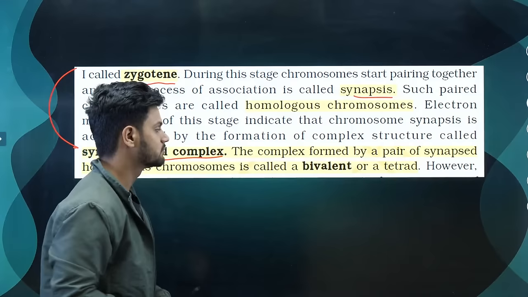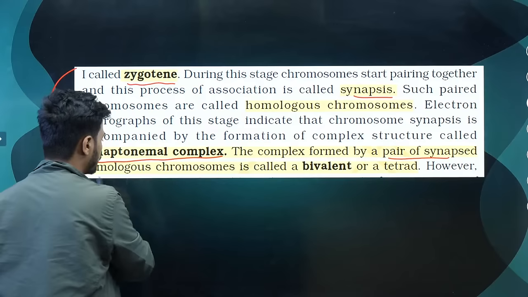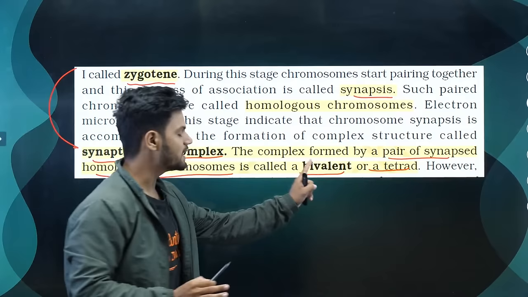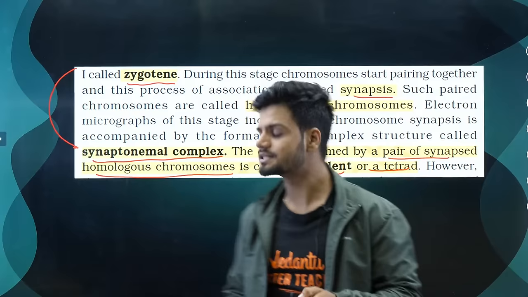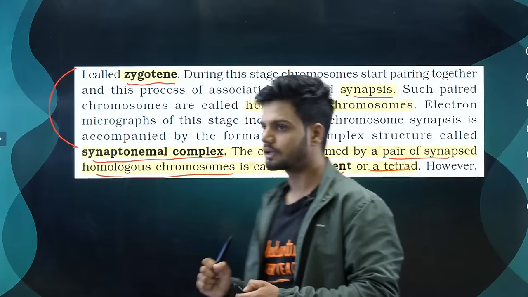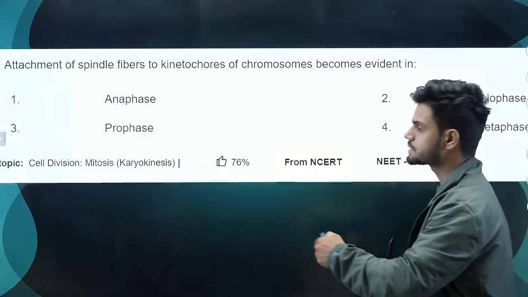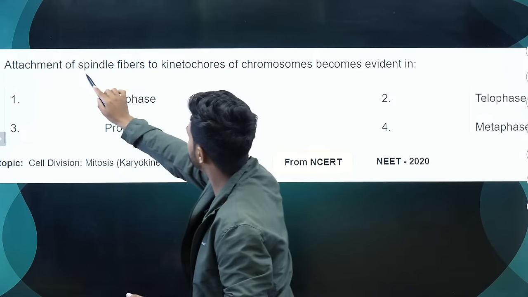The complex formed by the pair of synapsed homologous chromosomes is called a bivalent or tetrad. So bivalent or tetrad condition is noticed in your zygotene stage. So synaptonemal complex formation as well as bivalent or tetrad formation happens. Clear? Yes. Next question. Attachment of spindle fibers to kinetochores of chromosomes becomes evident in.